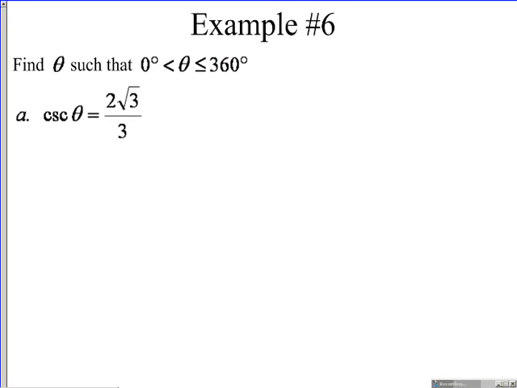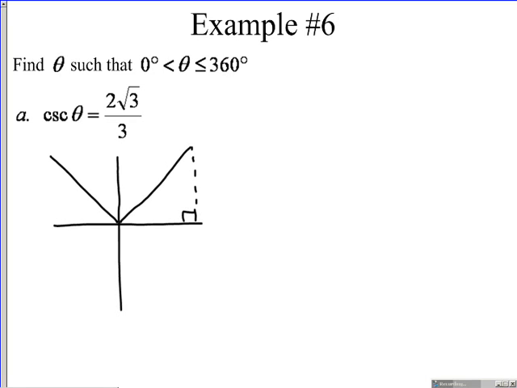Find our angle theta such that theta is between 0 and 360, and the cosecant of that angle has to be 2√3 over 3. Cosecant is the reciprocal of sine. So between 0 and 360, there are two times in which sine is positive. All students take calculus. Sine is positive in quadrant 1. Sine is positive in quadrant 2.